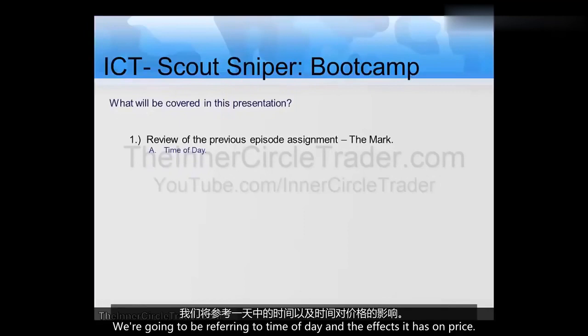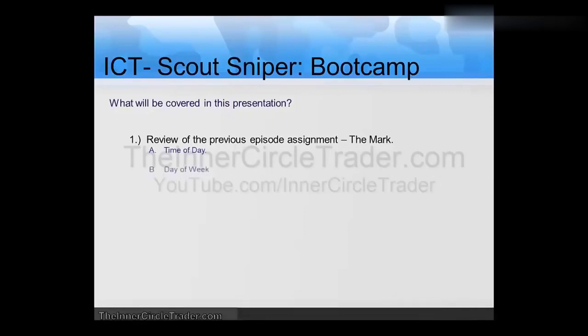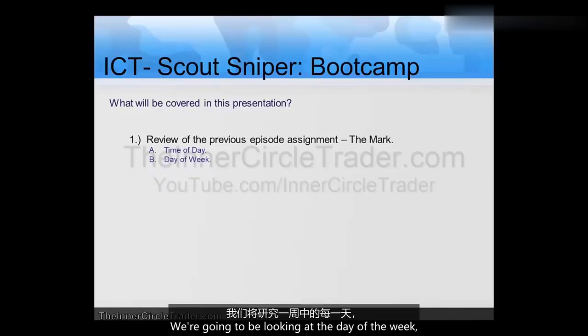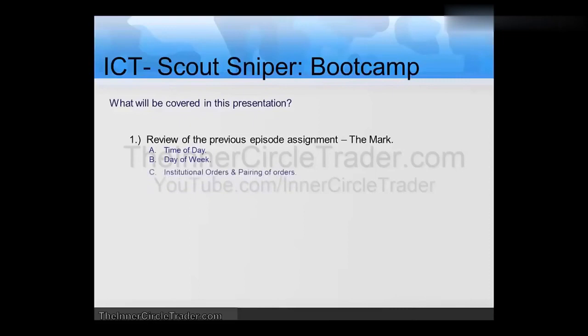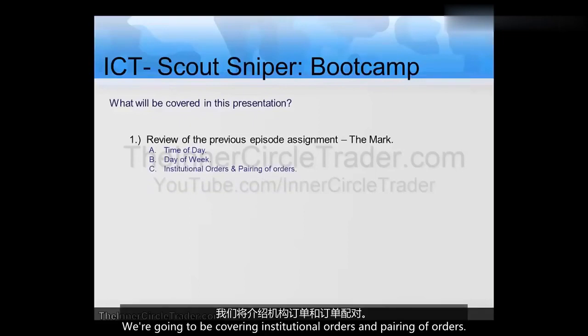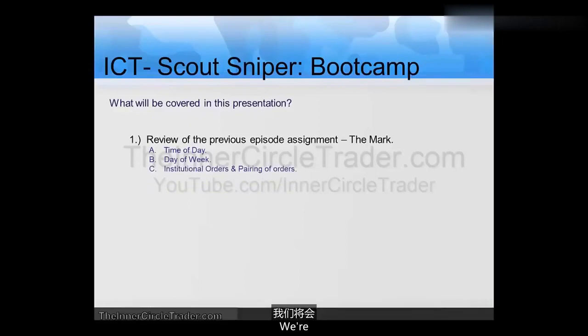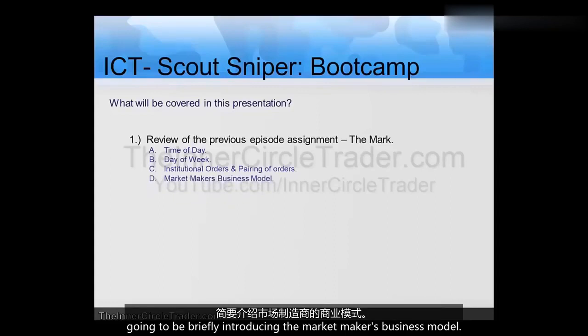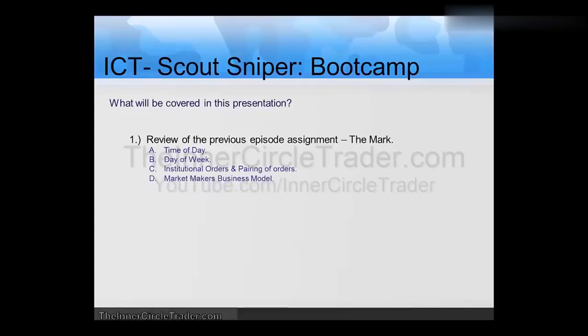We're going to be referring to time of day and the effects that it has on price. We're going to be looking at the day of the week and again its influence over price. We're going to be covering institutional orders and pairing of orders. We're going to be briefly introducing the market maker's business model.